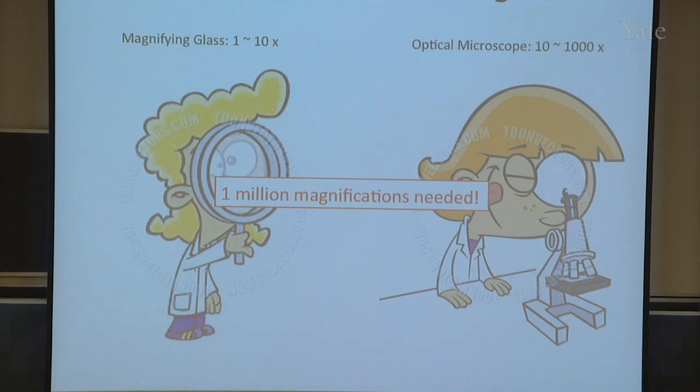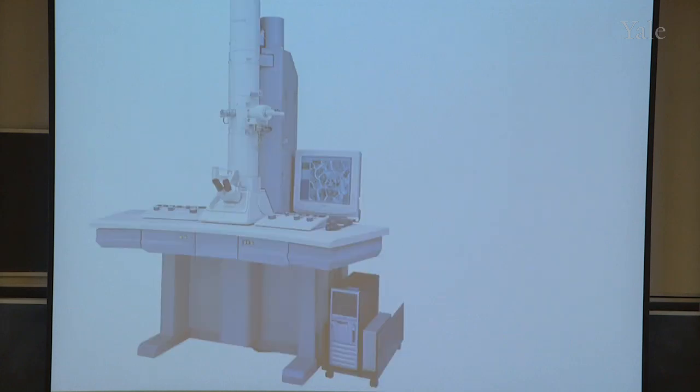So modern technology allows us to go to a maximum of about 20 million times, but that's overkill. When you're at about 300,000 to a million times magnification, you can actually see atoms. The tool that gives us that kind of magnification is called an electron microscope. So here's one electron microscope.